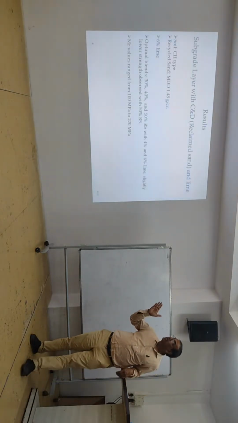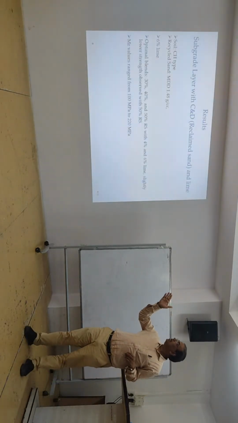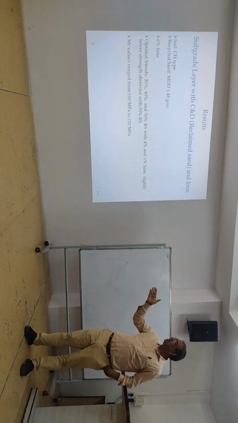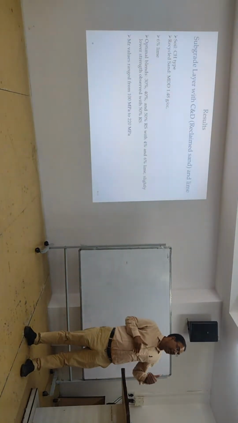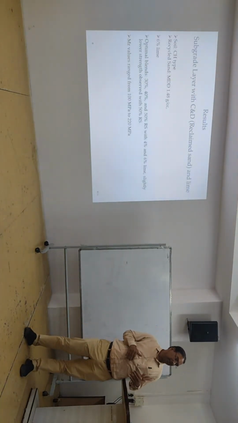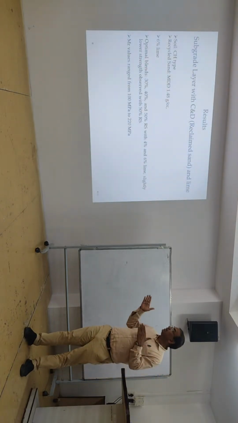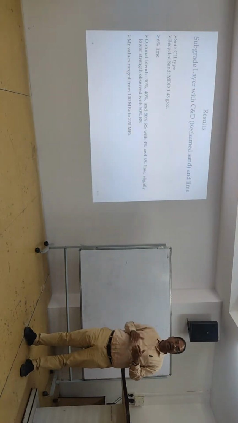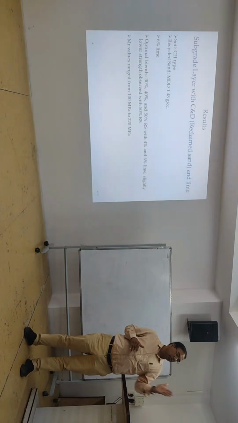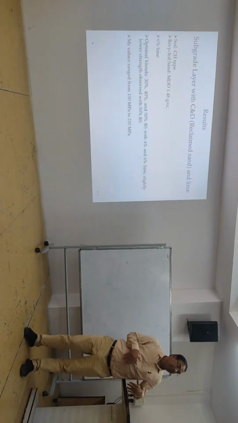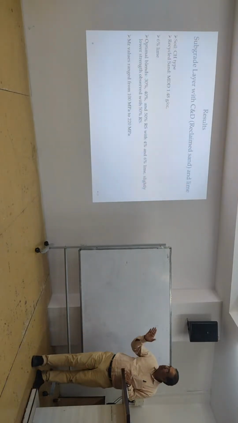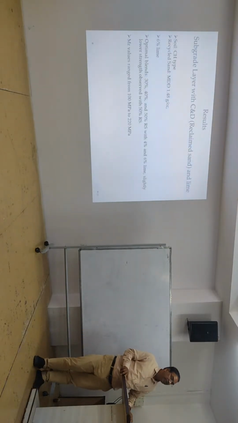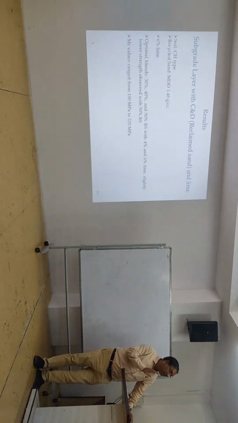So the soil results for the subgrade layer with reclaimed sand and lime: the optimum blend MR value we got is 220 MPa. Required is 60 MPa, but we are getting 200. What is important is that the strength will be increased, so road damage will be less, the maintenance cost will be less, and the deterioration of the road will be less.